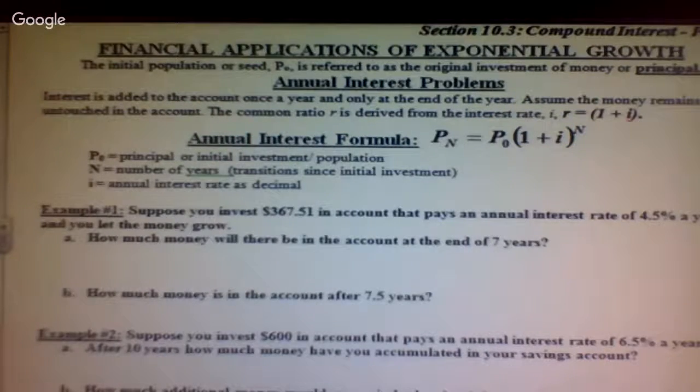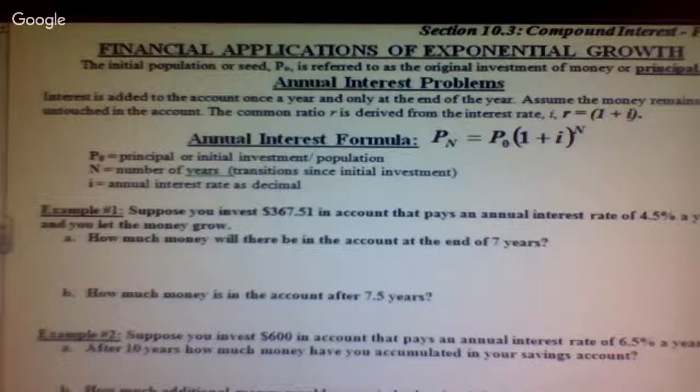All right. Everybody's favorite part. Part 4. It's all about the money. How much money are you going to make? So, the first one we need to talk about is the annual interest formula. What does annual mean? Yearly. This is only being compounded every year.